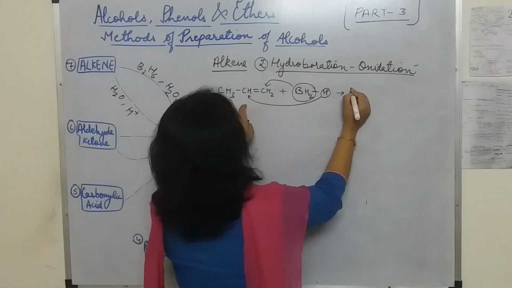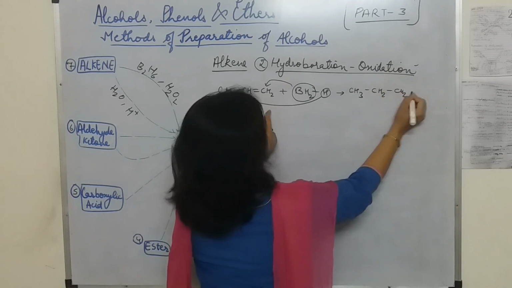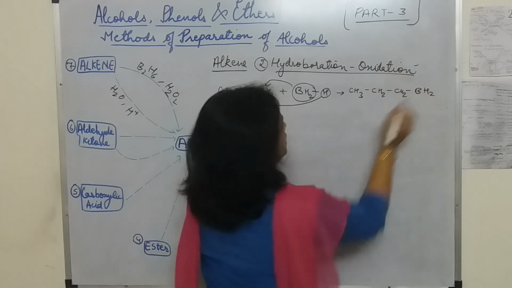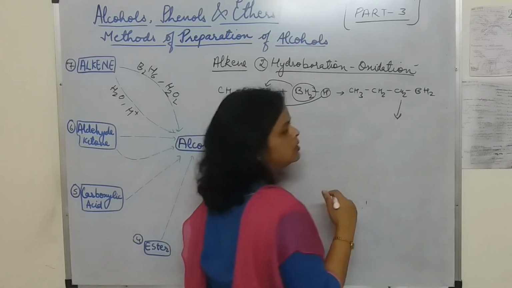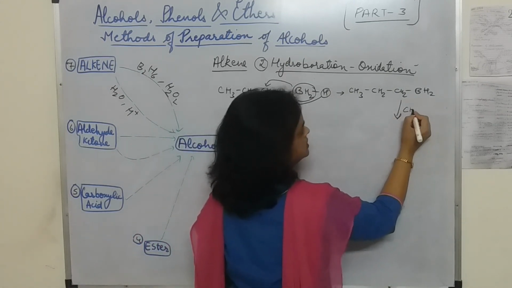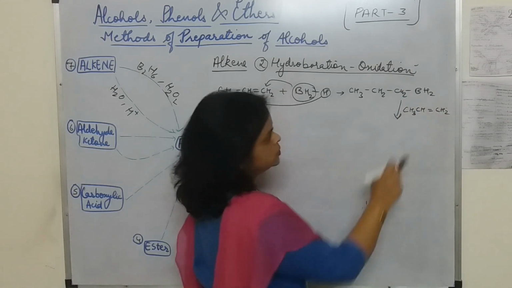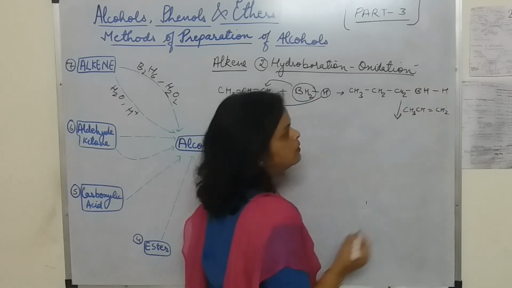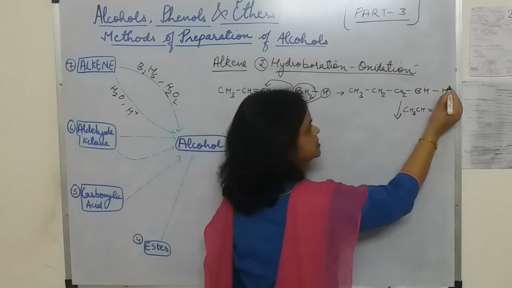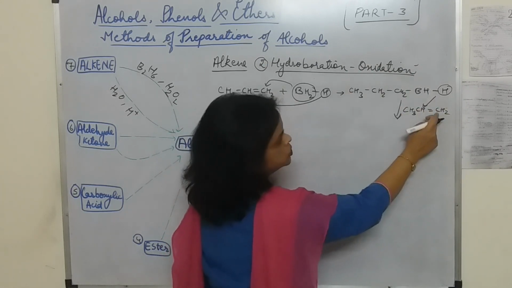So first the product will be CH3, CH2, CH2, BH2. Now this will again combine with one more molecule of alkene, CH3, CH double bond CH2. See students, this BH2 I can write like this. Now in the same way the reaction will take place. This H will go to the middle one, and this whole part will go to this carbon.